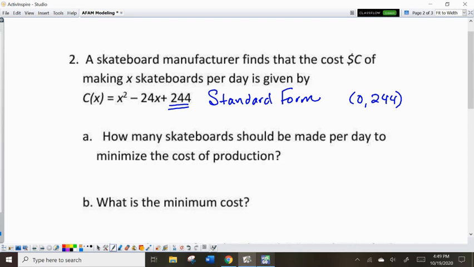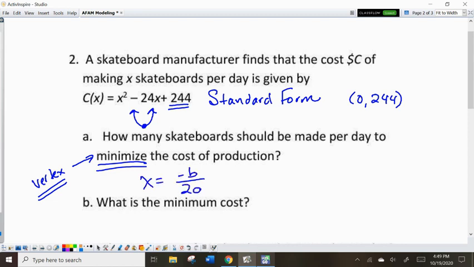The first question asks us how many skateboards would be made per day to minimize the cost of production. This is a quadratic that opens up, so when they refer to the minimum, this is another question that's asking about the vertex. Since we are in standard form, we need to remember that the vertex is x equals the opposite of b over 2a.